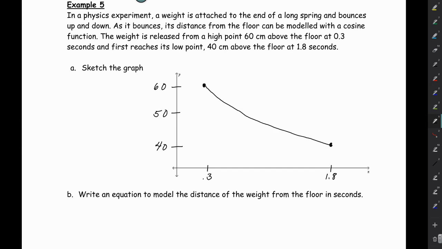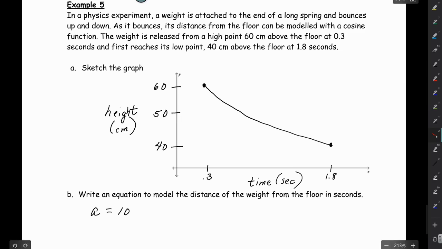So it says write an equation to model the distance of the weight from the floor in seconds. And just as a reminder, this is our height, and our height's in centimeters. And this is our time, and it's in seconds. So we know that our amplitude is going to be the distance from the center. So the amplitude is equal to 10. The distance from the center of the graph is 10. So we know our amplitude is 10.